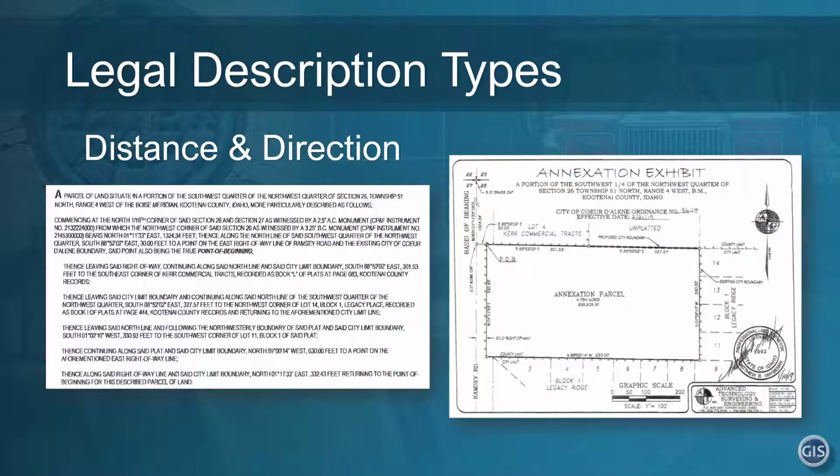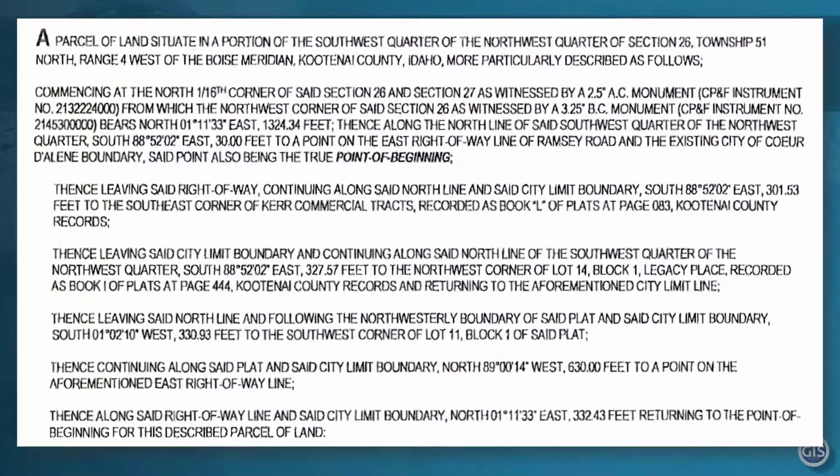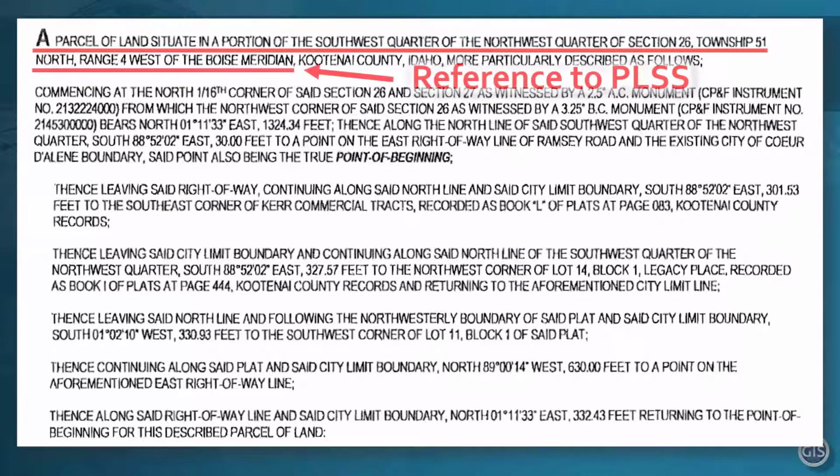Distance and direction. This is another type of legal description, also called metes and bounds. On the left, you can see the text of the legal description, and on the right, a map showing what the legal description draws out. This type of legal description needs to start with a reference to the public land survey system. You can find that here at the beginning where it states, a parcel of land situated in a portion of the southwest quarter of the northwest quarter of Section 26, Township 51 North, Range 4 West of the Boise Meridian.